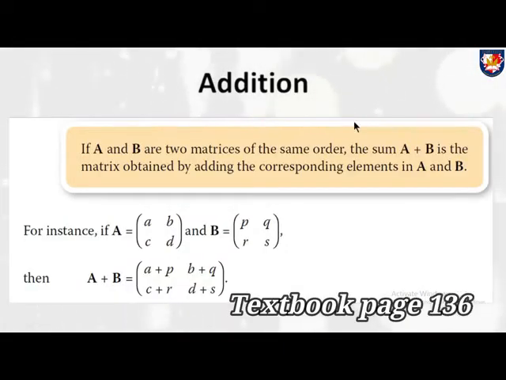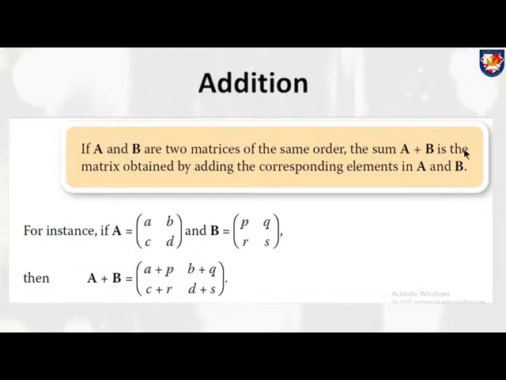Now let's talk about addition of matrices. If A and B are two matrices of the same order, the sum A plus B is the matrix obtained by adding the corresponding elements in A and B. Let's say the elements of matrix A are a, b, c, d, and the elements of matrix B are p, q, r, s. a is the element of matrix A in the first row and the first column. a corresponds with p because p is the element of matrix B in the first row and the first column. So we add a plus p in order to find matrix A plus B, and then we put the sum of those numbers in the first row and the first column of matrix A plus B.